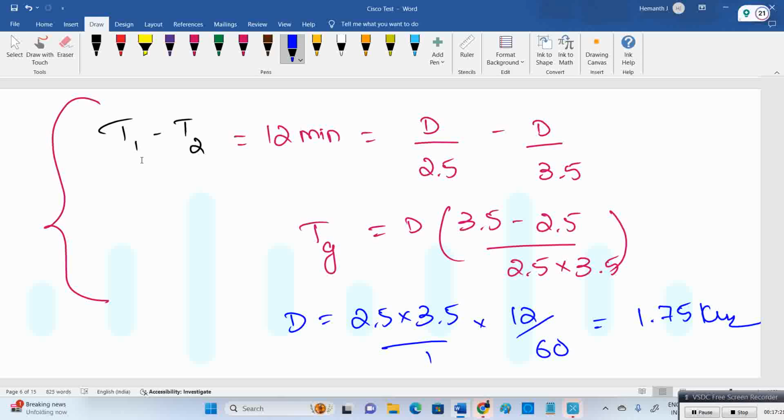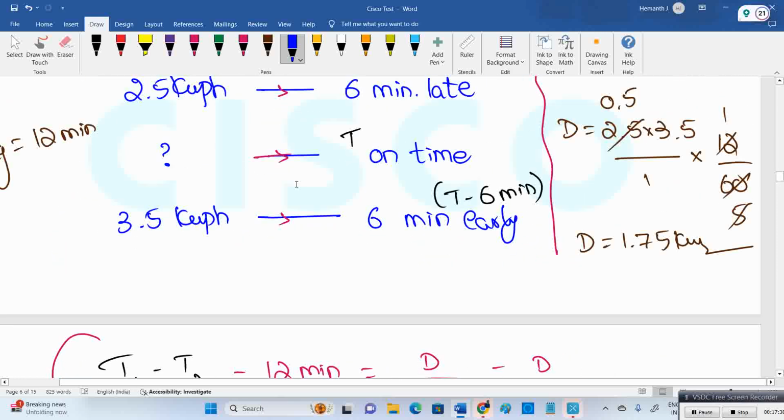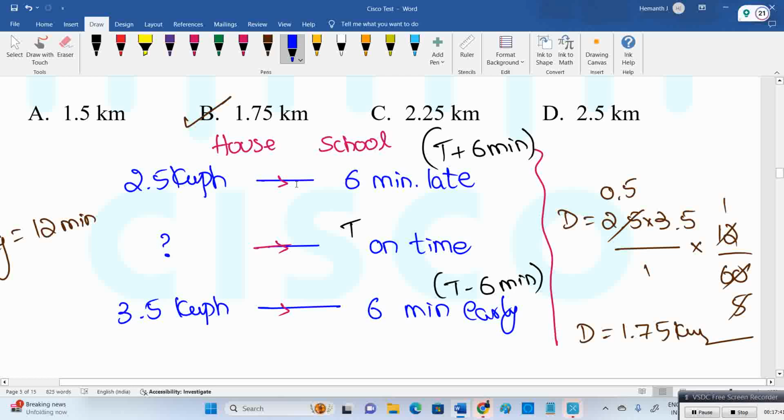So the difference is 12 minutes we got. But now how to calculate the speed? We want speed. This is fine. We got distance with the shortcut, the formula developed from this method. But if you want to calculate the speed, what can be done? It's not 3, for your information. If you calculate, it is close to 3 kilometers per hour, but not 3.